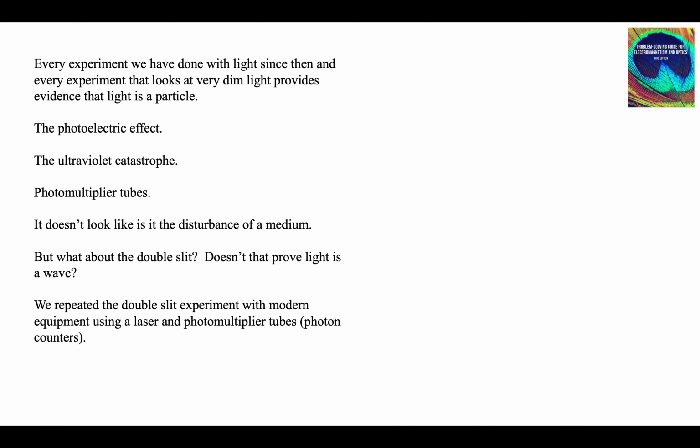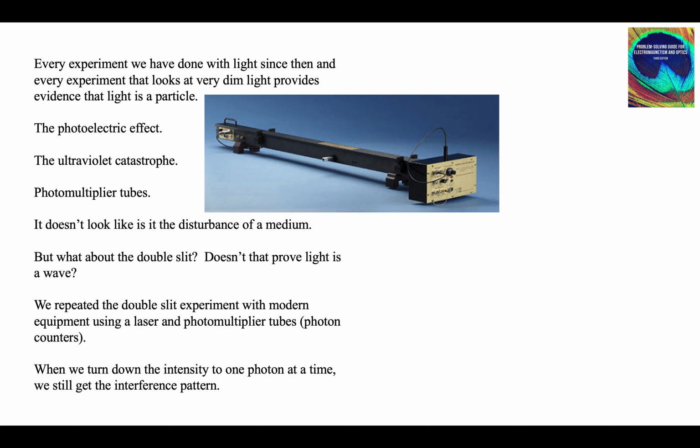We can repeat the double slit with modern equipment using a laser and photomultiplier tubes instead of a screen to shine the light on. The photomultiplier tubes will count the photons. When we turn down the intensity to 1 photon at a time, and we can do this, we shoot 1 photon, we wait for a photomultiplier to click, then we release another photon. We still get the interference pattern. And here's a single photon double slit apparatus. Baldwin-Wallace has one of these.